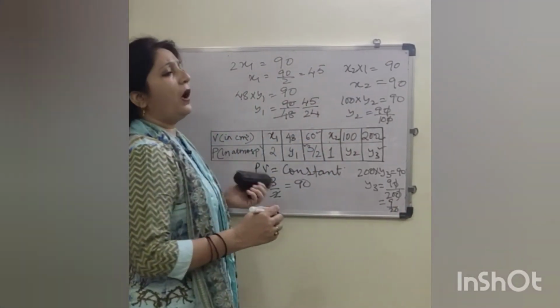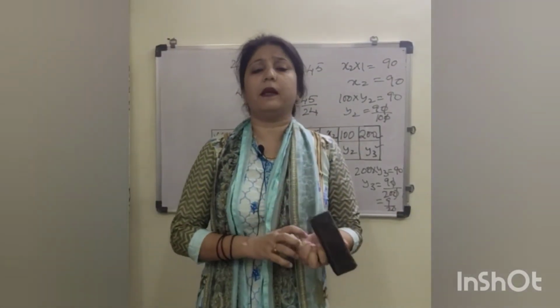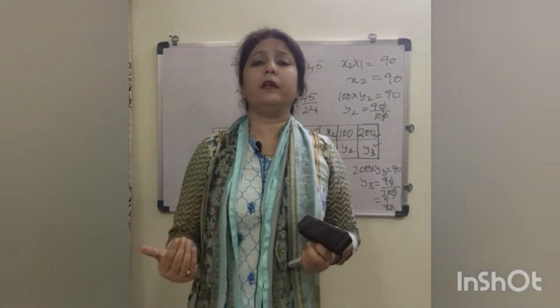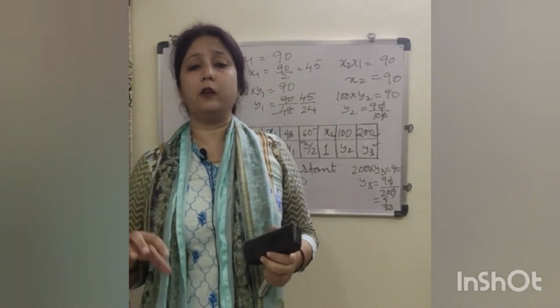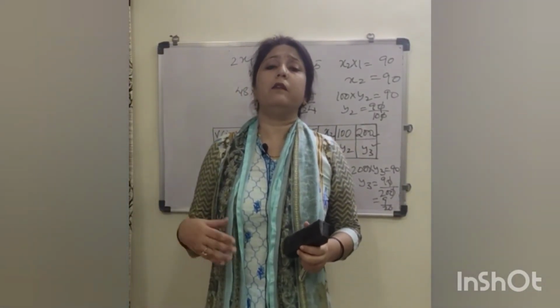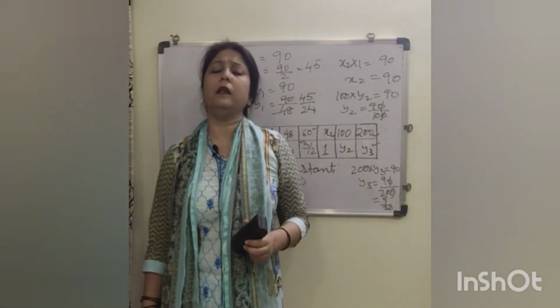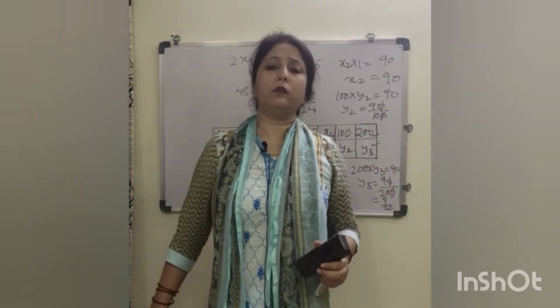So children, you have seen the difference here: in direct variation we found the ratio to be constant, and in inverse variation we are finding the product as constant.